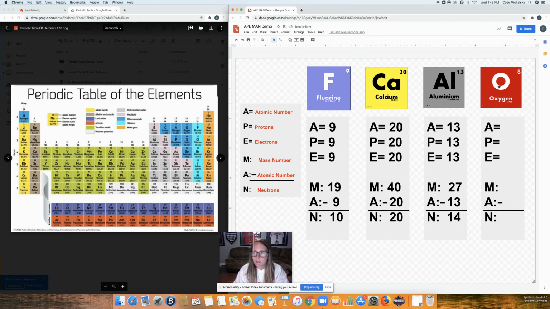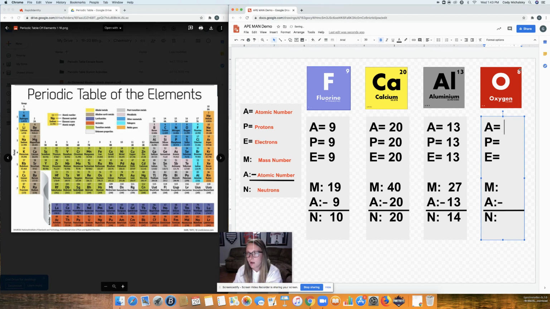Our last example is oxygen. Oxygen has an atomic number of 8. Therefore, it has 8 protons and 8 electrons. Its mass number will be rounded to 16 AMU. 16 minus the atomic number of 8 gives us 8 neutrons.